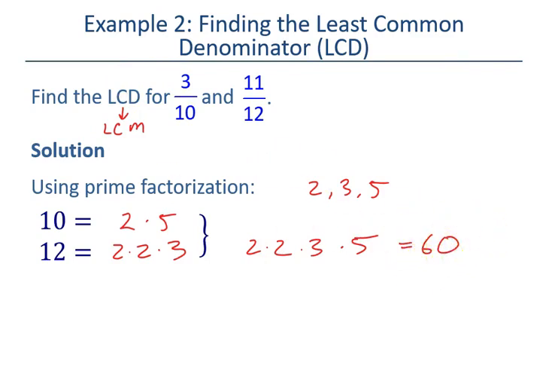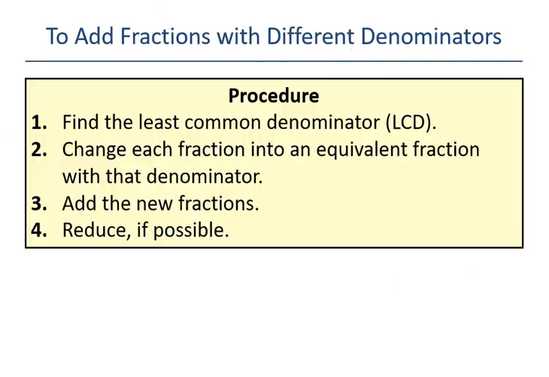So why do we need that? Well, here's why. To add fractions with different denominators, find the least common denominator, LCD. Change each fraction to an equivalent fraction with that denominator. Add the new fractions, and then reduce if possible.